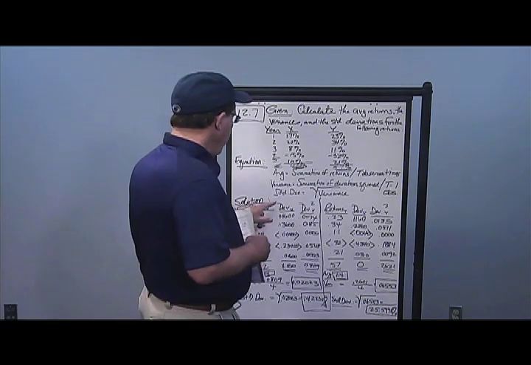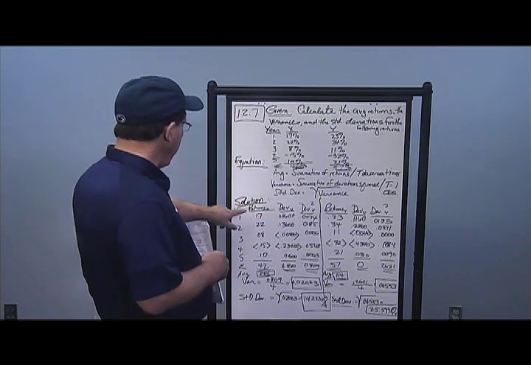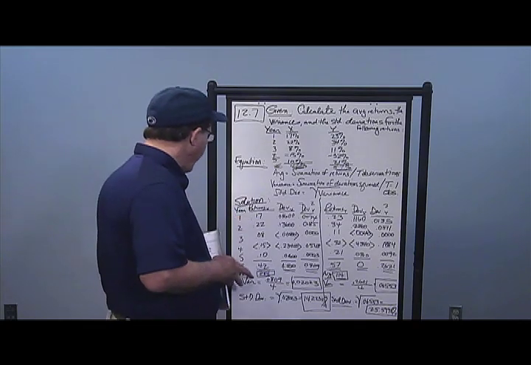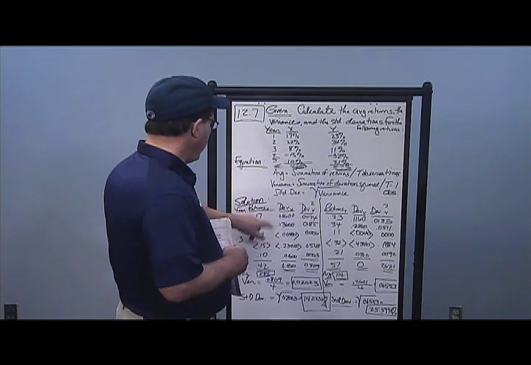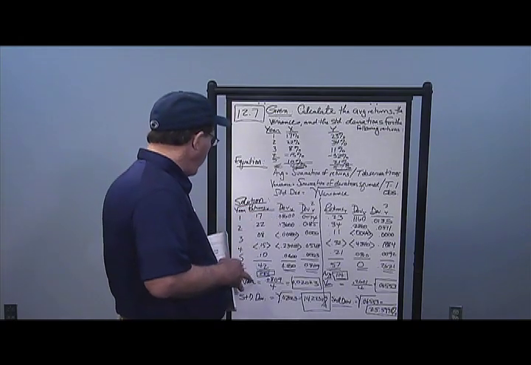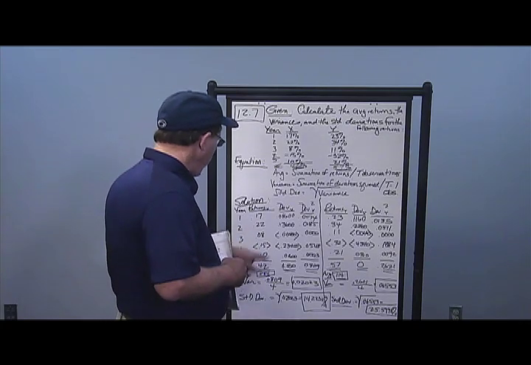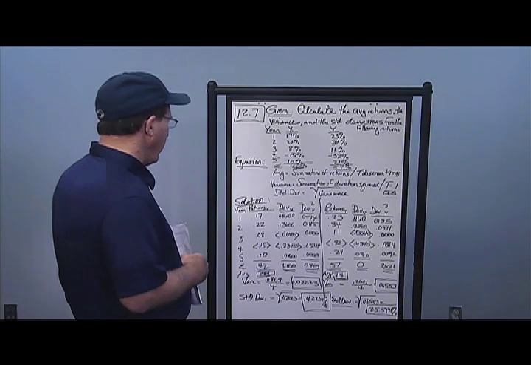Step number 2, calculate the deviations. The way I get the deviation is I take the actual return minus the average. So I take 0.17 minus 0.084 and get 0.086. I take 0.22 minus 0.084 and get 0.136. I take 0.08 minus 0.084 and get negative 0.004. Watch your sign on some of these negatives.